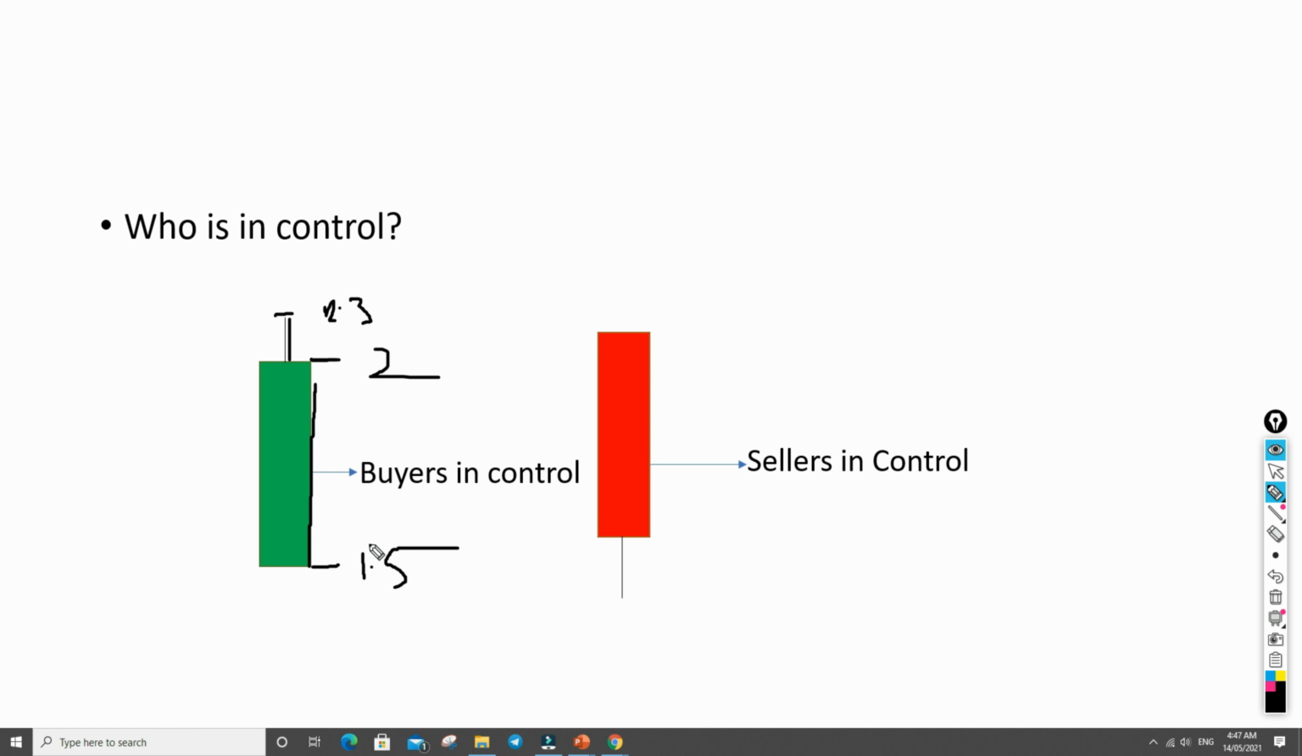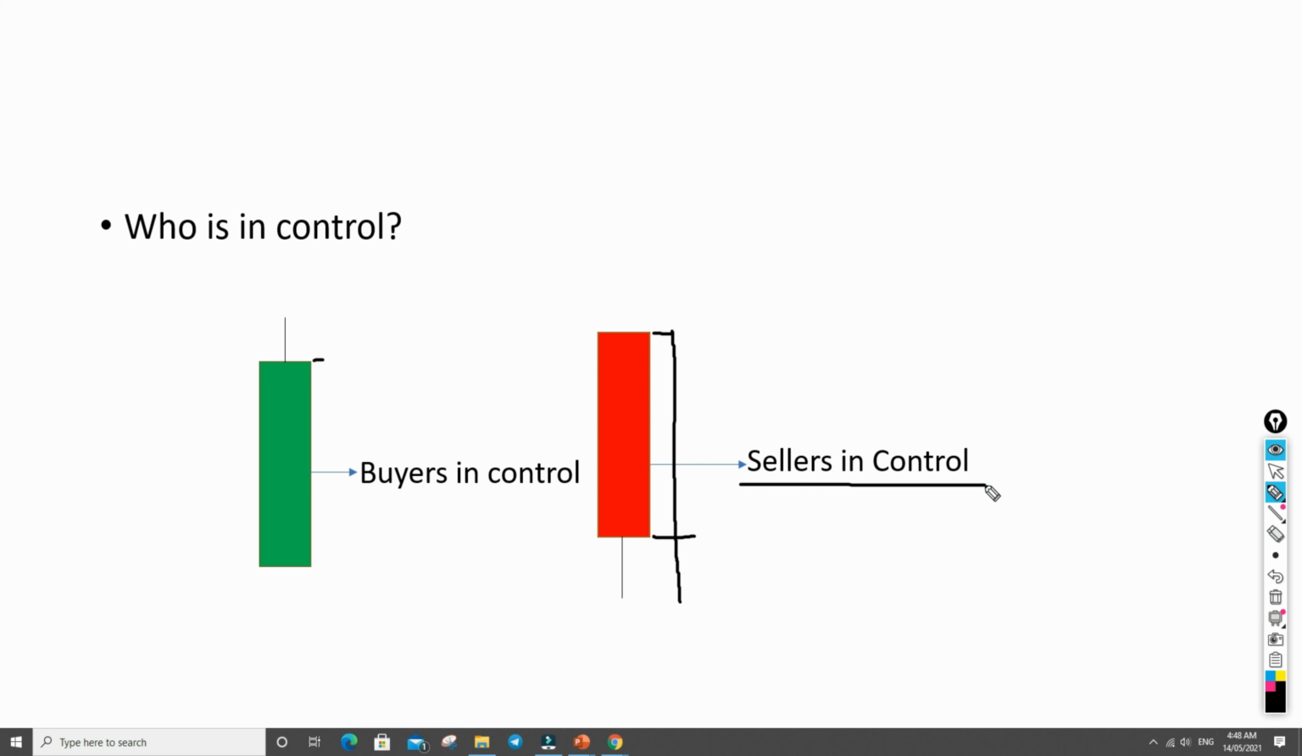So this represents the buyer was controlled in this trading session. So what about this one? And then say the price closed here, and the next trading session, suddenly all the sellers came back. Even buyers couldn't get any chance. There is no wick. So the price strongly came down to this level, and again some buyers came, and then the price closed here. So in this trading session, the seller was completely in control.